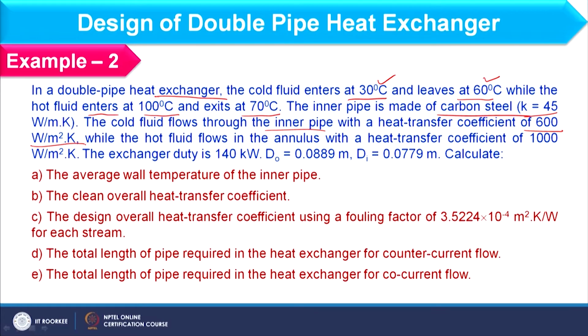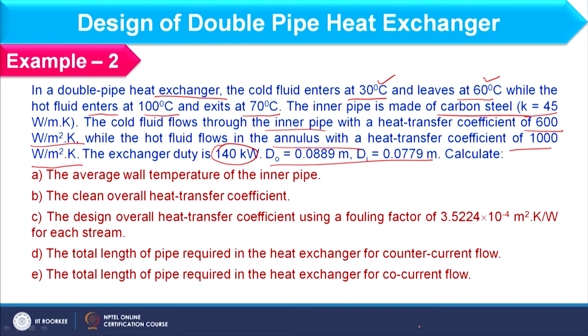So, here you are already given the heat transfer coefficient value of the inner pipe or inner fluid, while the hot fluid flows in the annulus of the double pipe heat exchanger where the heat transfer coefficient is 1000 watt per meter square Kelvin. Total heat duty of the exchanger is 140 kilowatt, and here you are given DO and DI as these values.